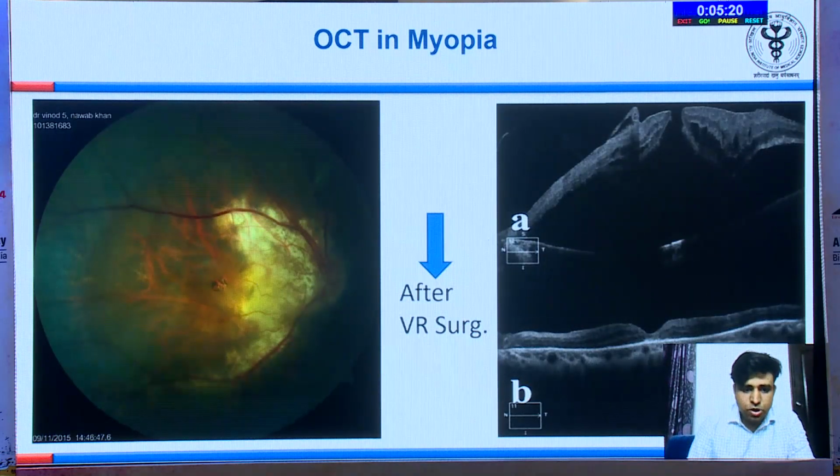So this was a pathologically myopic eye which had a localized posterior pole detachment along with macular hole at the center. This macular hole was confirmed with the help of an OCT, and after VR surgery the retina was attached as well as the macular hole was closed.